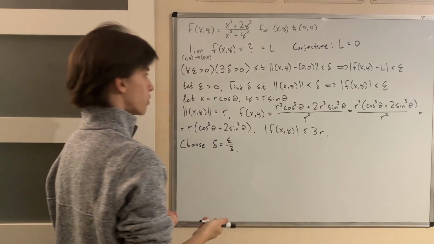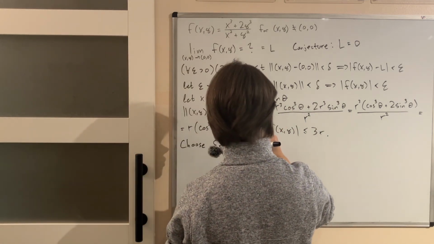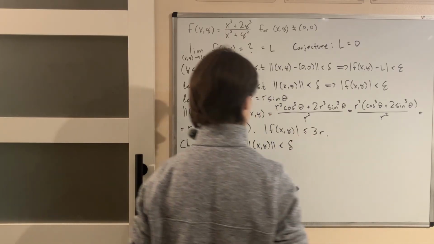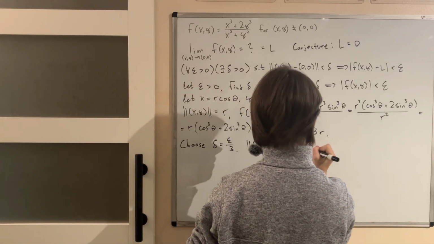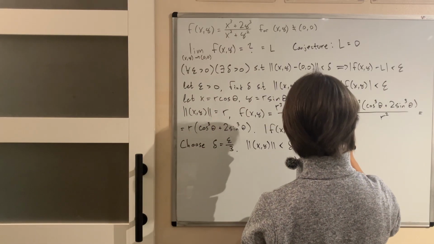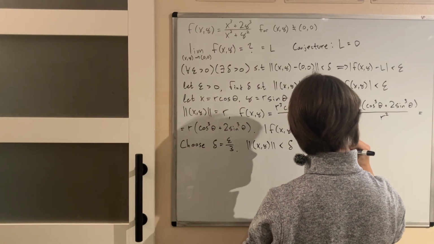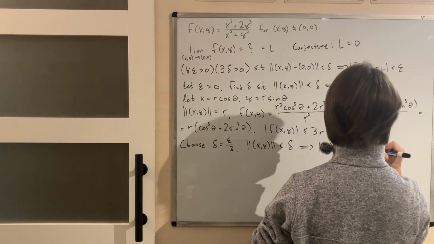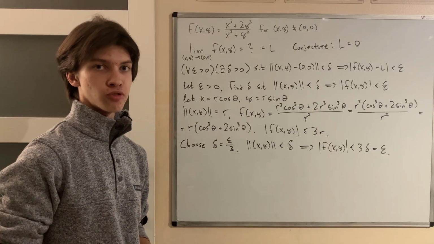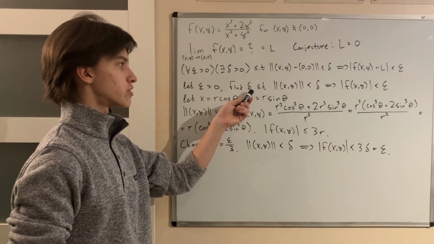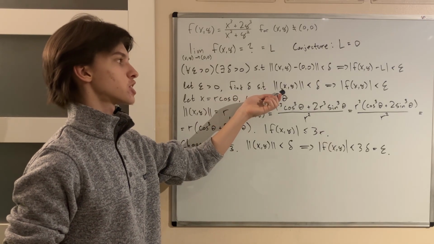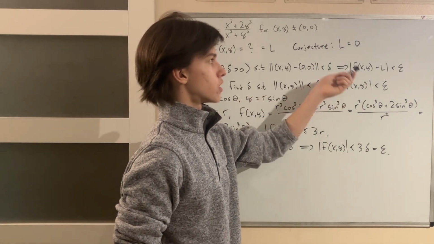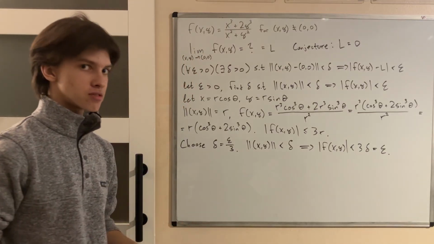And why? Well, if we have the magnitude of x, y to be less than delta, then the absolute value of this function will have to be less than, you say it, 3 delta. And 3 delta is just epsilon with our choosing. And so we are done with the proof because we have found such a delta in a general case, such that when the distance from xy to the origin is less than delta, then the distance from f of xy to our limit is less than epsilon.